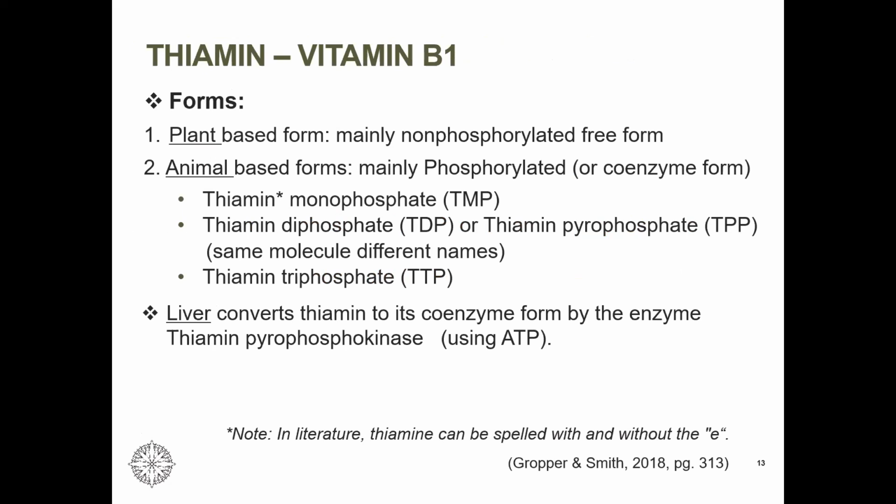Moving on, we now talk about thiamine or vitamin B1. The plant-based form, when it is found in legumes, in any greens, is mainly the non-phosphorylated form, whereas the animal foods would have the phosphorylated form. That means thiamine is attached to a phosphate molecule. So we have thiamine monophosphate, diphosphate, which is also called pyrophosphate, and then we have triphosphate.